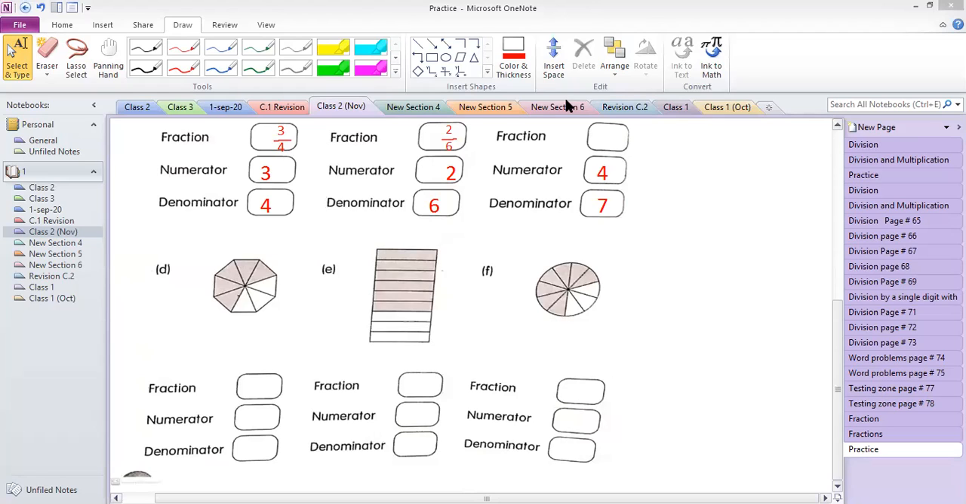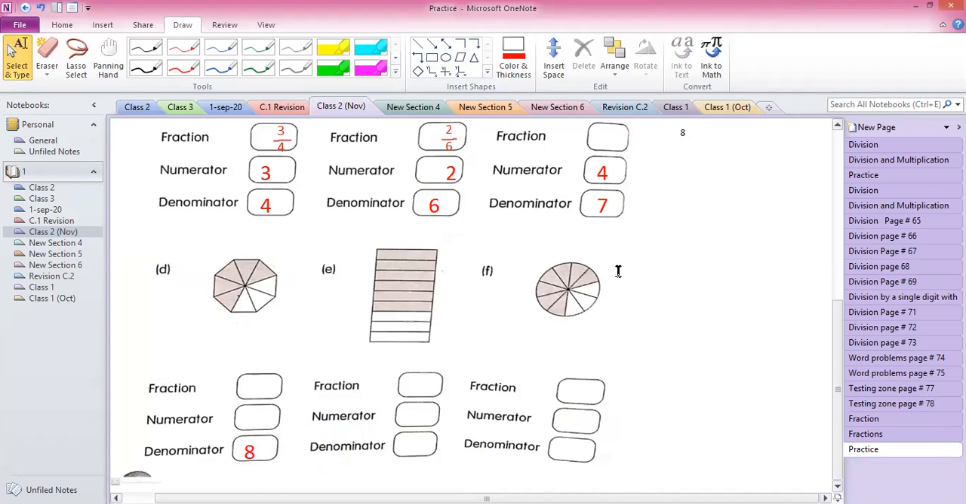Okay, guys, let me check. Many of the students are saying 8. Let me count it. The denominator shows how many equal parts there are. 1, 2, 3, 4, 5, 6, 7, 8. So guys, you were right. There are a total of 8 equal parts. That means its denominator is 8. So you will write here 8.